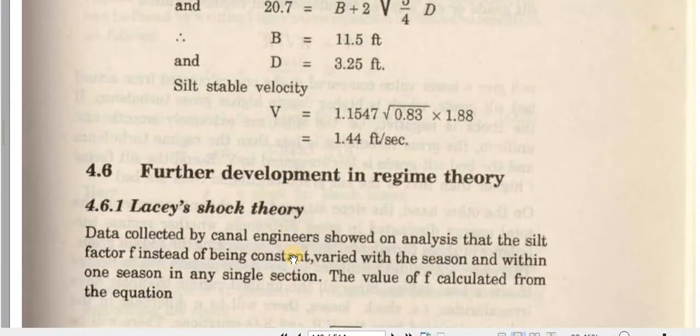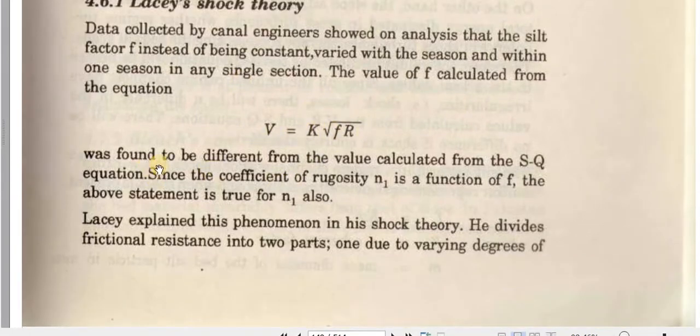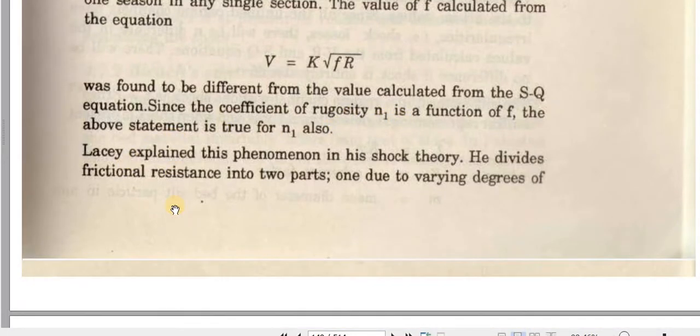So there are further developments in Lacy regime theory. That first is Lacy shock theory. Data collected by canal engineers show on analysis that silt factor F, which is Lacy silt factor, instead of being constant, varies with season and within one season in a single section of a canal. The value of F can be calculated from this equation again, and it was found to be different from the value calculated from the SQ equation, since coefficient of rugosity N1 is a function of F, and the above statement is true for N1.